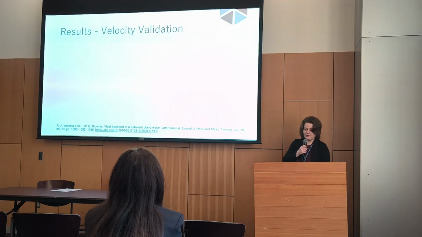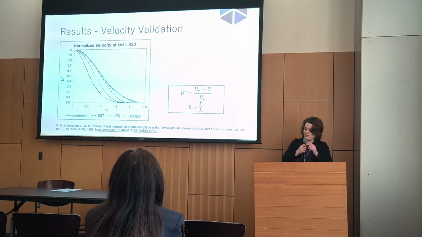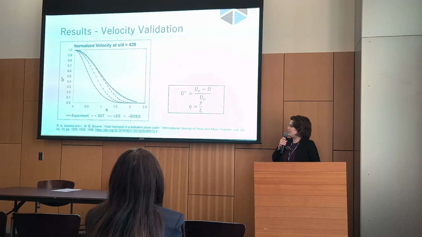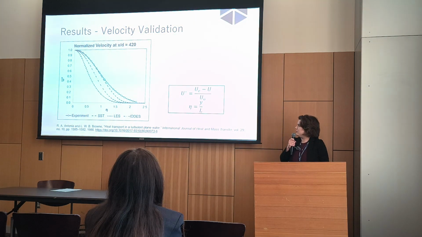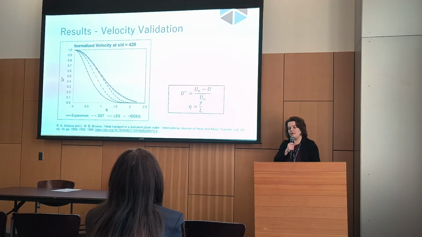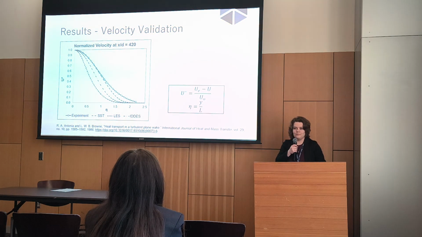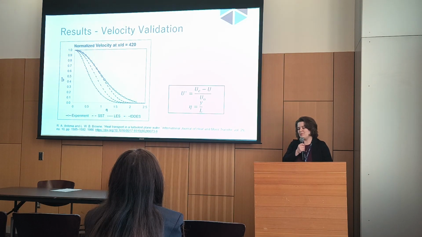But going into the actual results, the velocity validation, we normalize with about the same equations that they did with this U prime. The UE is the free stream velocity, with the UO being the difference between the UE and the U, which is just your velocity, and then eta being the distance along the y-plane going from the middle of the heated cylinder up to about 2.5 away, so pretty much into the free stream.